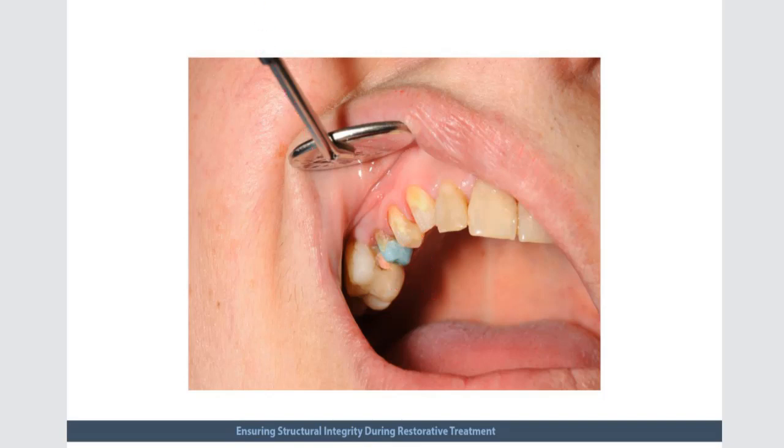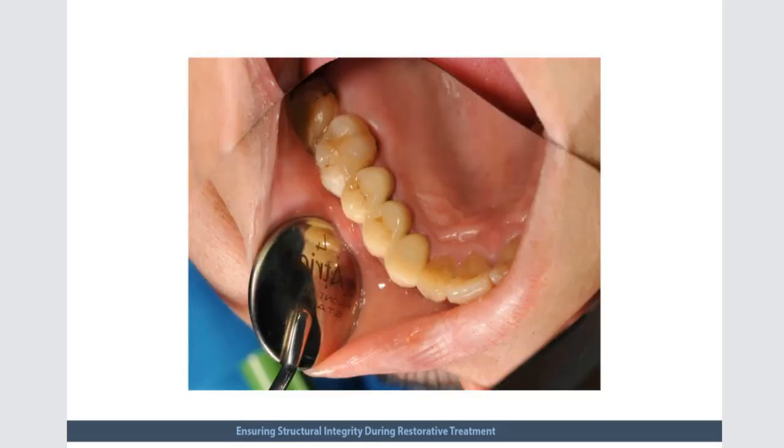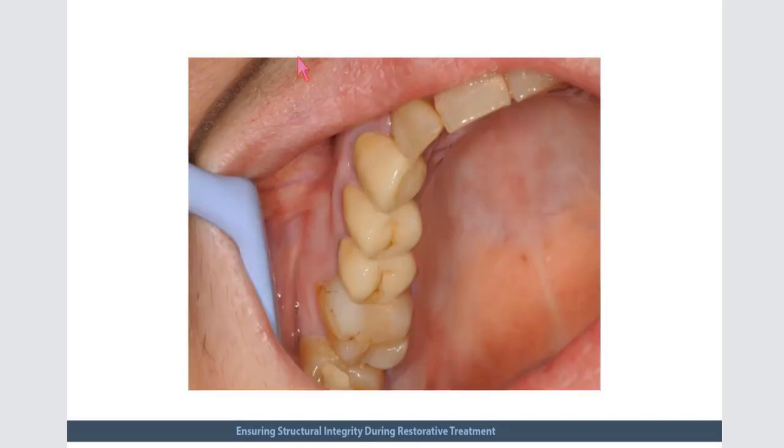On the molar, it was another cavity. I placed a filling there. This is the final bridge. It's a PFM. And you can see here the bridge. All the cases that I'm showing to you are at least 5 years old. So the patients are still having the bridges.